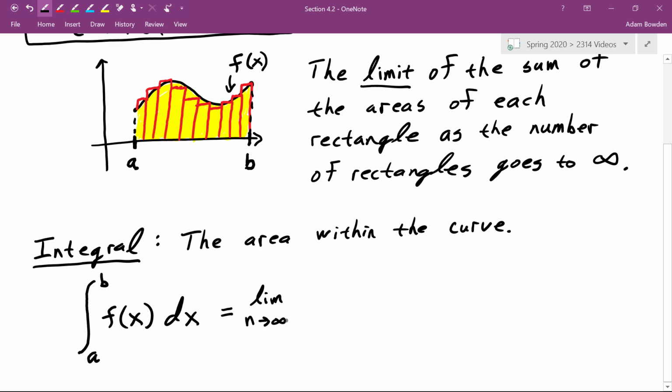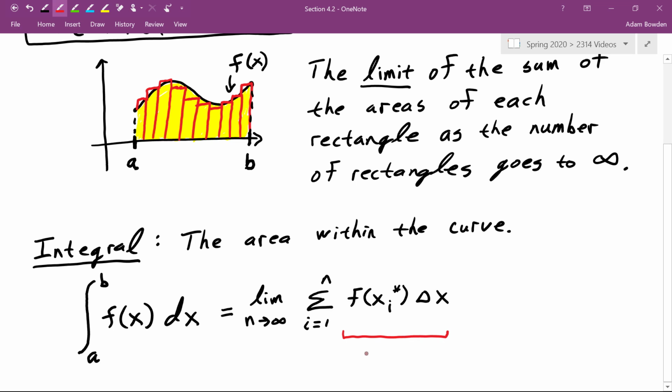The limit we say is n goes to infinity. N is the number of rectangles. And we use this little symbol here which stands for summation: i equals 1 to n of f of x_i star delta x. Now there's a lot of stuff here, and we're not going to go into too much detail about it at the moment, but just to give you all a sense of why we're doing what we do here.